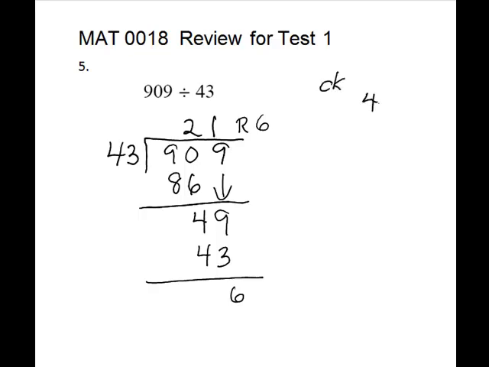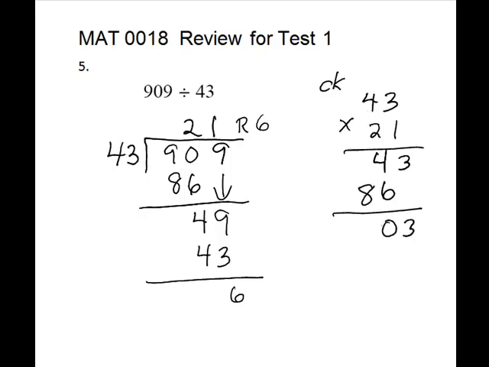So 43 times 21. 1 times 3 is 3. 1 times 4 is 4. Then we switch to the 2. 2 times 3 is 6. You move in one place. 2 times 4 is 8. 3, 0, 9. And now we have to add back our remainder, which is 6. 9, 0, 9. And we're back to our dividend.